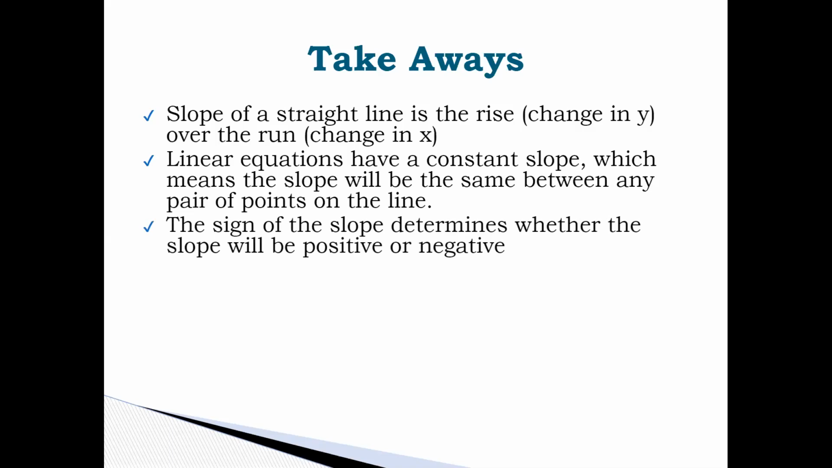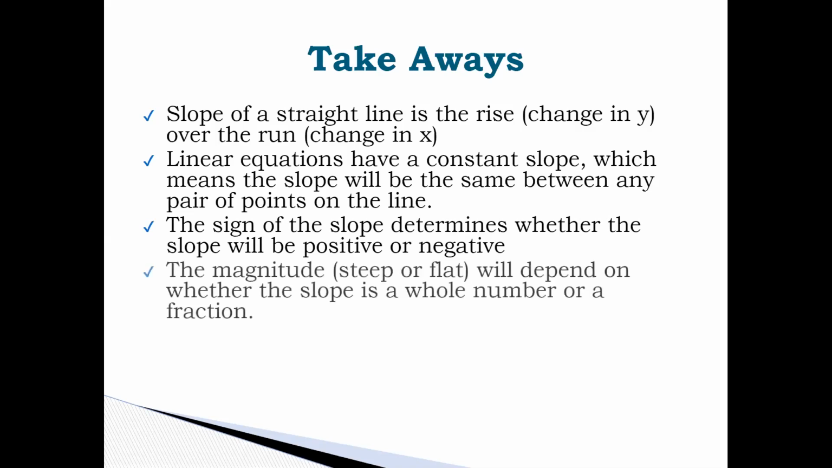Of course, like we were just calculating, the sign of the slope is going to determine whether the slope is positive or negative. And that's going to tell you which direction the line's going when you have to actually put it on a graph. Very helpful. The steepness or flatness depends on whether the slope is a whole number or a fraction. Well, fractions are getting closer and closer to zero, right? A fraction is less than 1. We know that a zero slope line is perfectly flat.